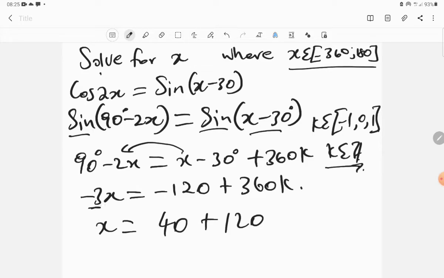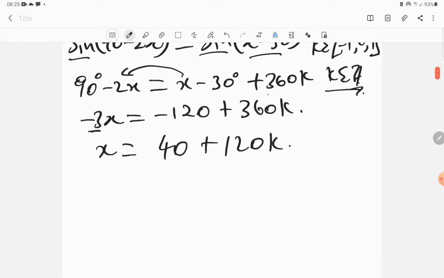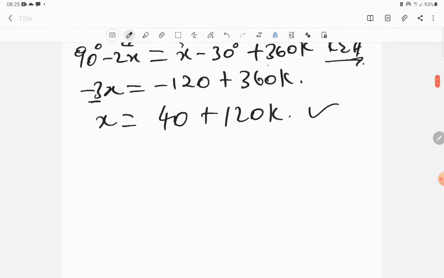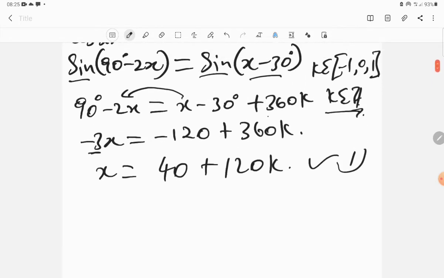Just know that this 3 also affects this value over there, so that you now have the period changed. So this is your first general solution for sine, and you know that sine is found in the first quadrant and the second quadrant. So how do you get into the second quadrant? You just have to remember that when you were adding this 360k here, this must be treated as the reference angle.